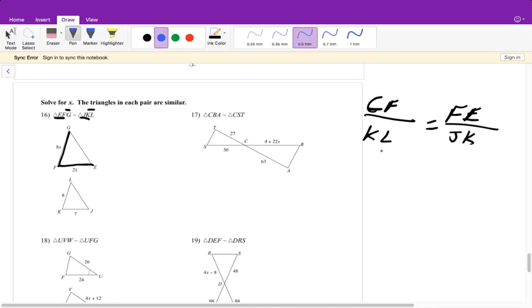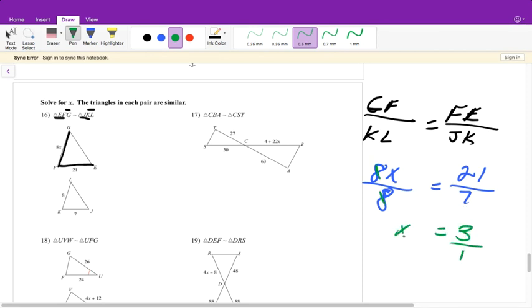Now I just plug in and see, what do I know? Well, 8x over 8, that is what KL is equal to, FE is 21 over 7. Now this one's actually going to be a lot easier for us because not only does this 21 over 7 reduce to 3 over 1, but this 8 and this 8 reduce to just x over 1.